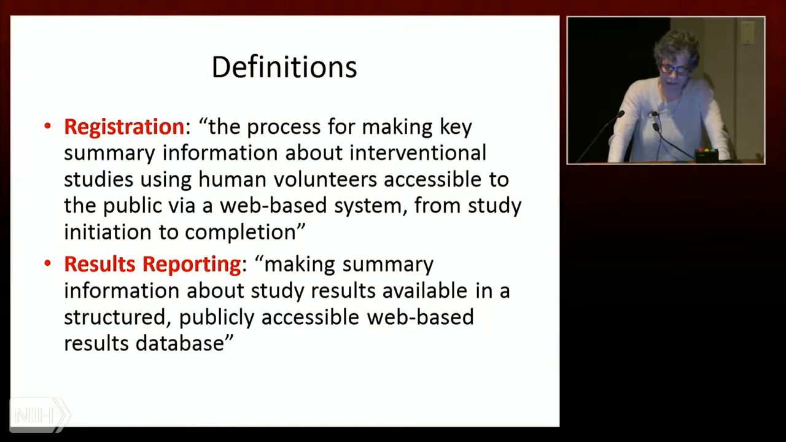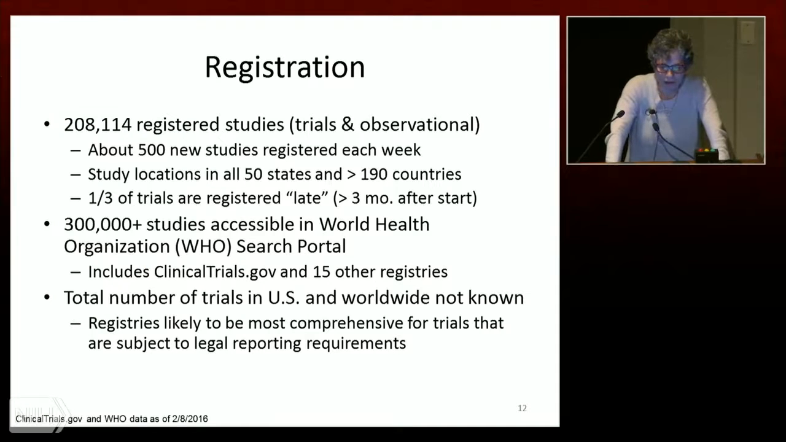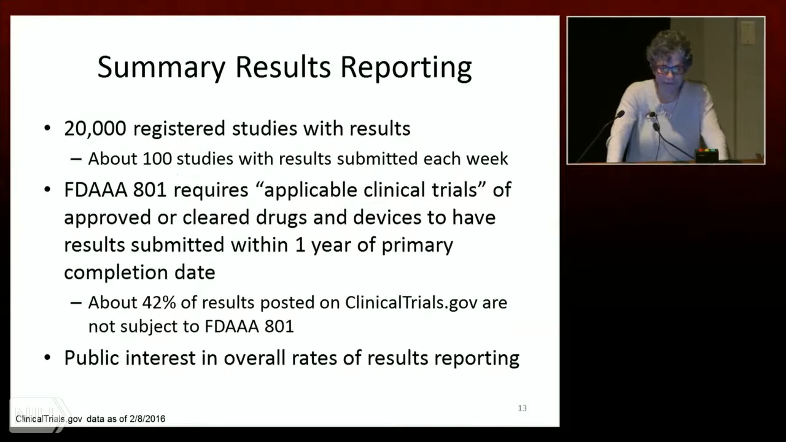So these are the definitions that I just gave you. So at this time, ClinicalTrials.gov has over 210,000 registered studies. These include both interventional studies, otherwise known as clinical trials, and observational studies. We get about 500 new trials registered per week. Overall, the WHO runs a search portal for several clinical trial registries that has about 300,000 studies in it. And the total actual number of trials in the US and worldwide are not known because there are still a number of trials that are not registered anywhere.